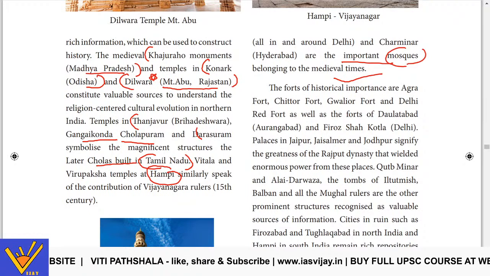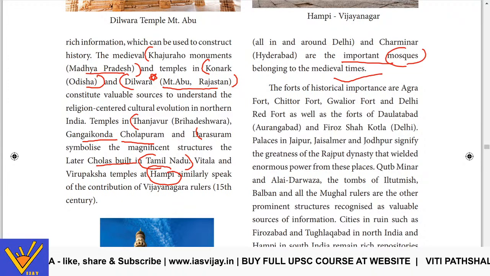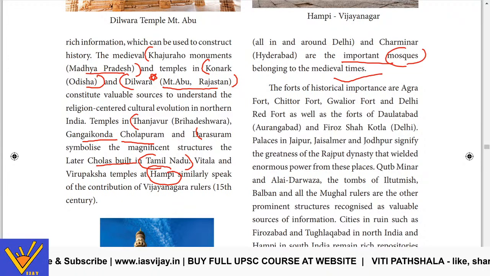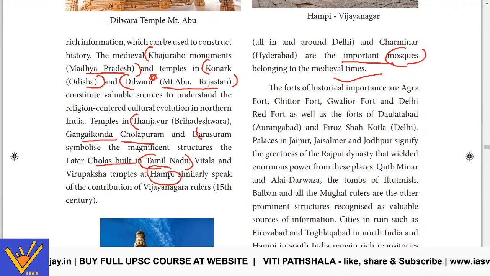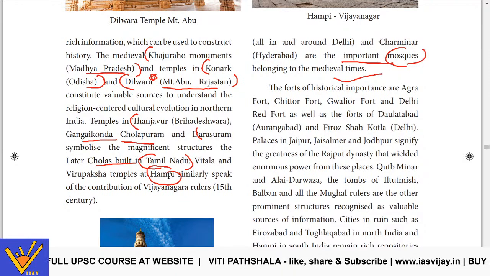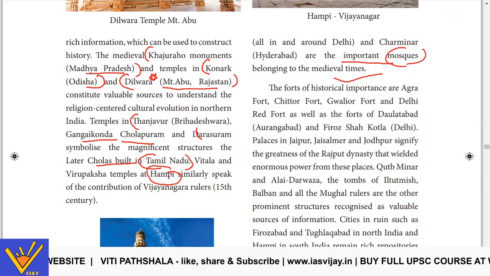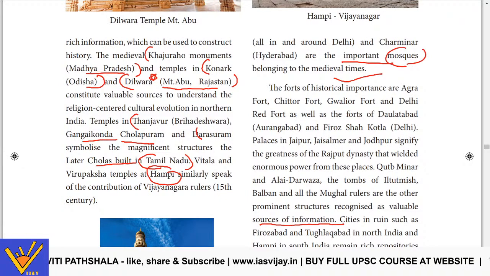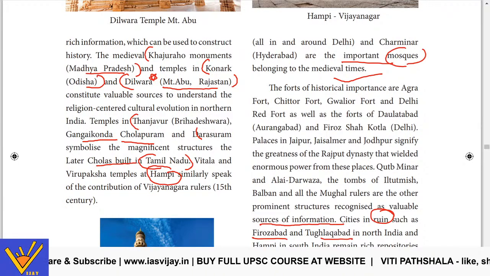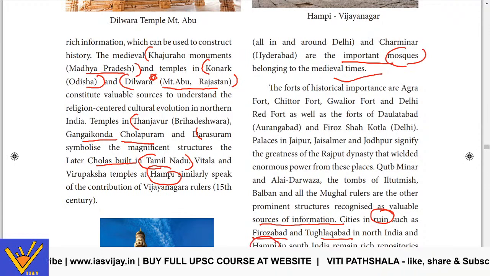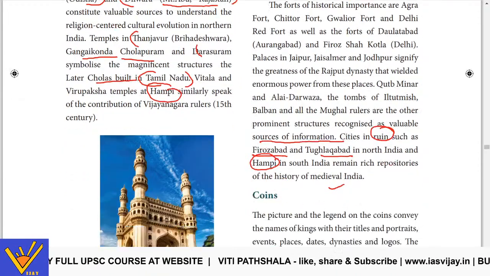Then the palaces in Jaipur, Jaisalmer and Jodhpur signify the greatness of the Rajput dynasty that wielded enormous power from these places. Qutub Minar and Alai Darwaza, the tombs of Iltutmish, Balban and all the Mughal rulers are other prominent structures recognized as valuable sources of information. Now, cities in ruins such as Firozabad, Tughlaqabad in North India and Hampi in South India remain rich repositories of the history of medieval India.